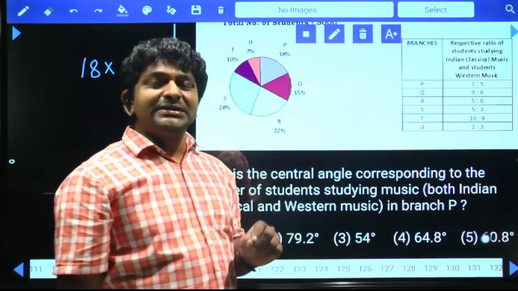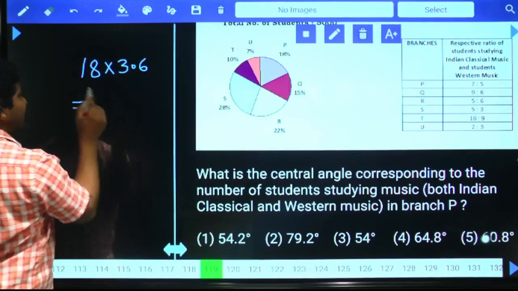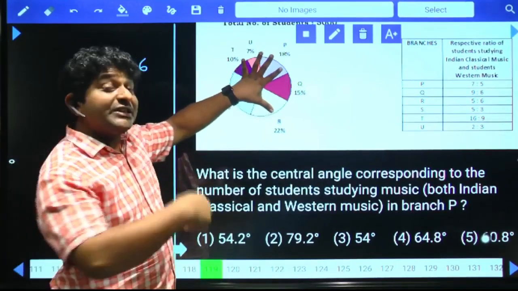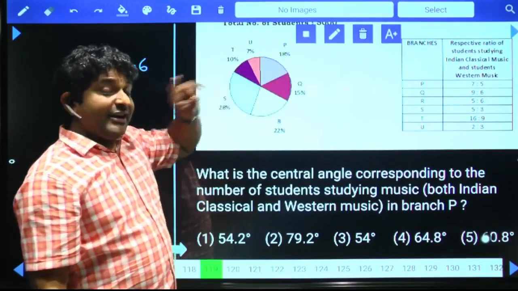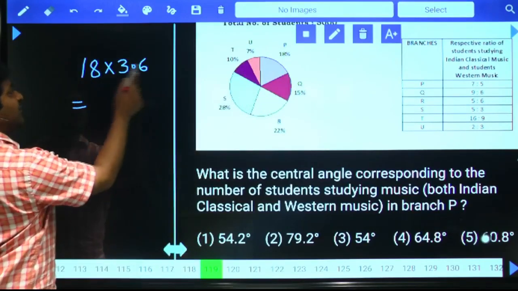What do you mean by 1 percentage? 3.6. So 18 into 3.6 is our final answer. Total 100 percentage is equal to 360 degrees. 10 percentage is 36 degrees. 1 percentage is 3.6. 18 into 3.6.